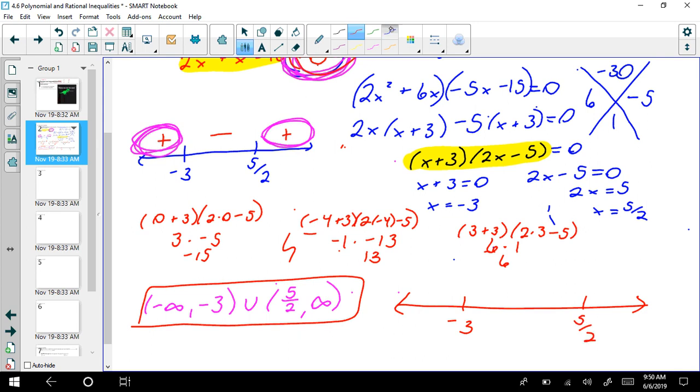This is where I would just do parenthesis, shade, parenthesis, shade. That would be my visual graph. Okay, let's try another one.